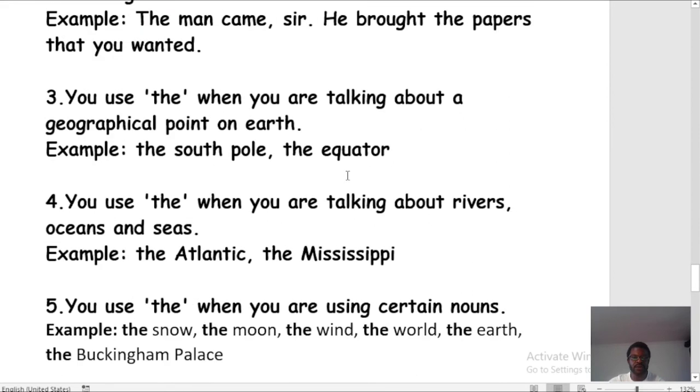Okay, the next one we've got, you use "the" when you are talking about a geographical point on Earth. Geographical point. Geolocation. So for example, talk about the South Pole or the equator. When you see your globe, that's where you talk about the equator. It is a location, which could be observed from the globe.